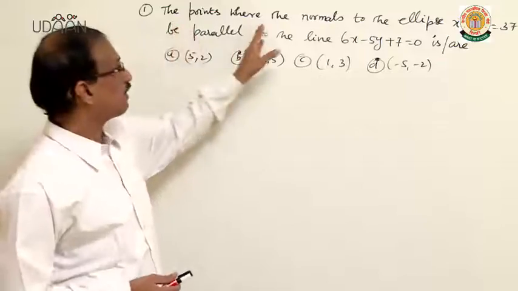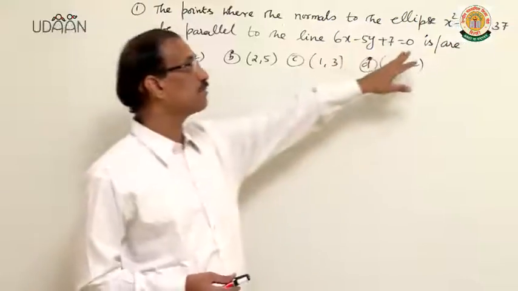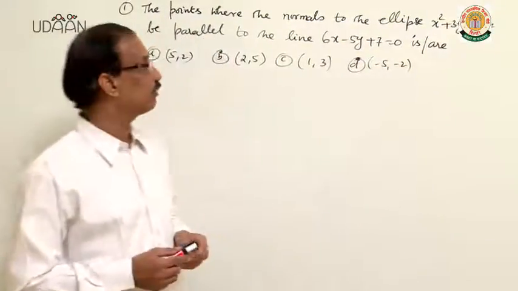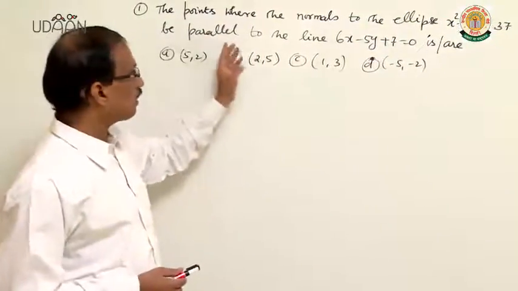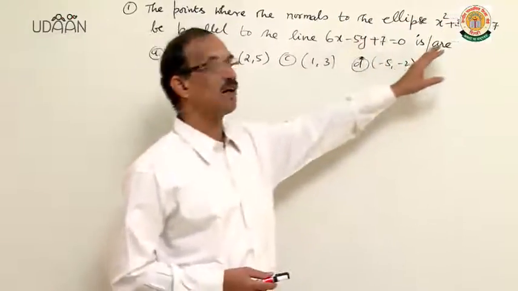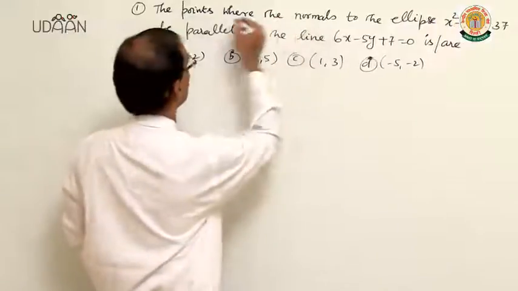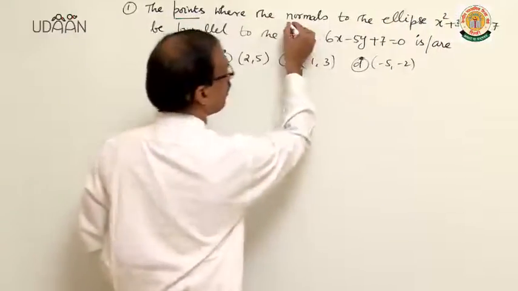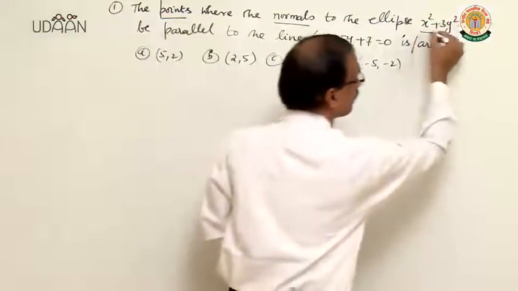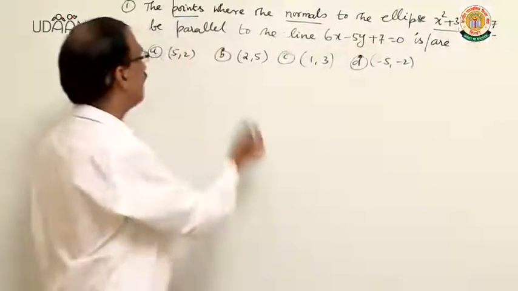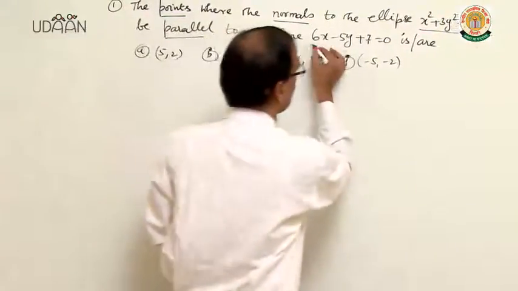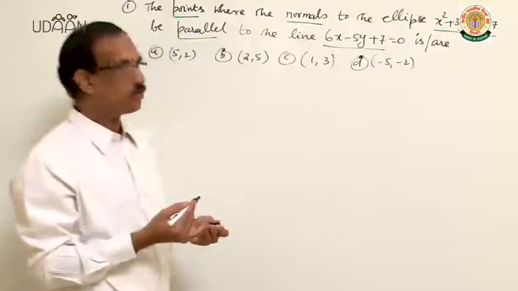So the points where the normals to the ellipse x square plus 3y square equal to 37 are parallel to the line 6x minus 5y plus 7 equal to 0. So here what is given? We have to find out the point at which the normal is drawn to the curve, that is an ellipse, and that is parallel to the line. So what we are getting?